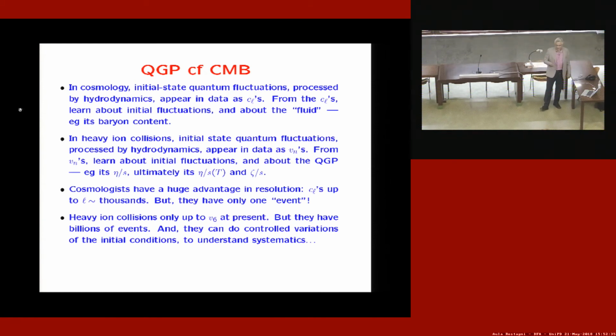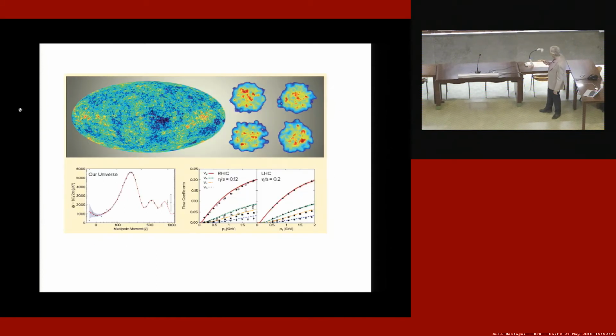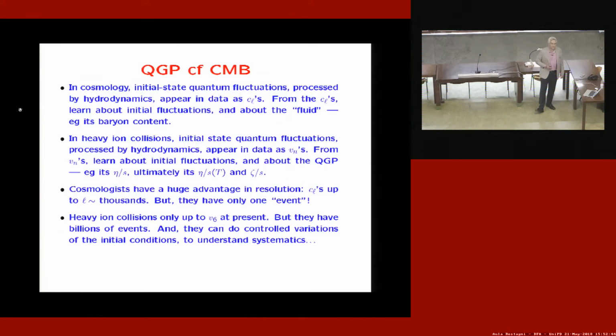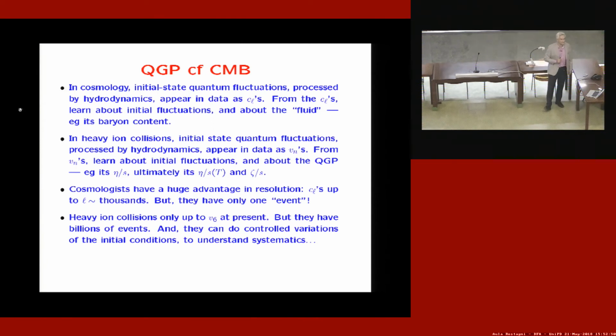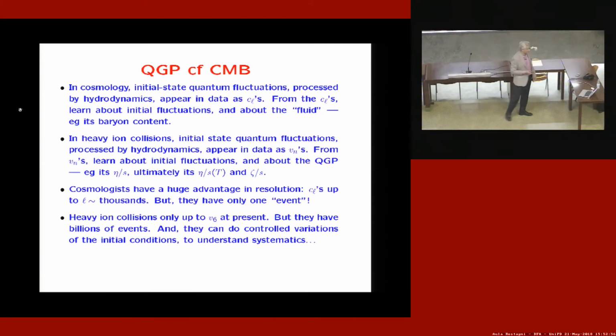Now, cosmologists have a huge advantage because they can look at 1,000 Fourier modes. We only get to look at 6 so far. But we have a huge advantage because we have 1 billion bangs. Cosmologists only get to study 1 big bang. We have 1 billion little bangs. In a typical data set in a heavy ion collision experiment, you have 1 billion collisions on tape. So we have 1 billion little bangs, 6 Fourier modes each. Cosmologists have 1 big bang, 1,000 Fourier modes.